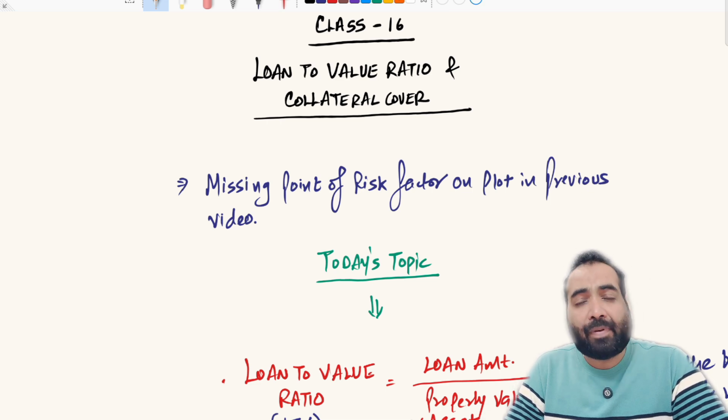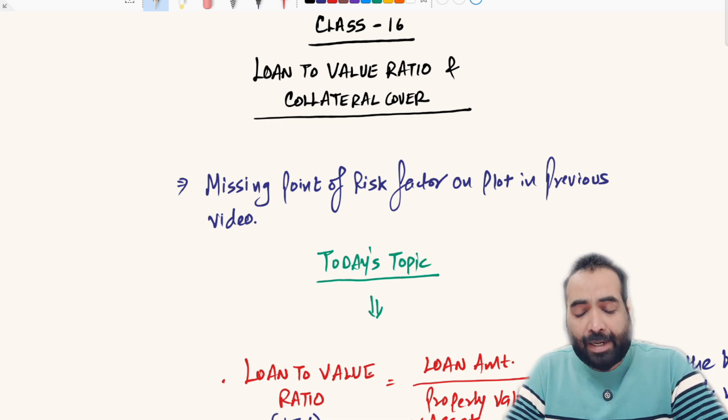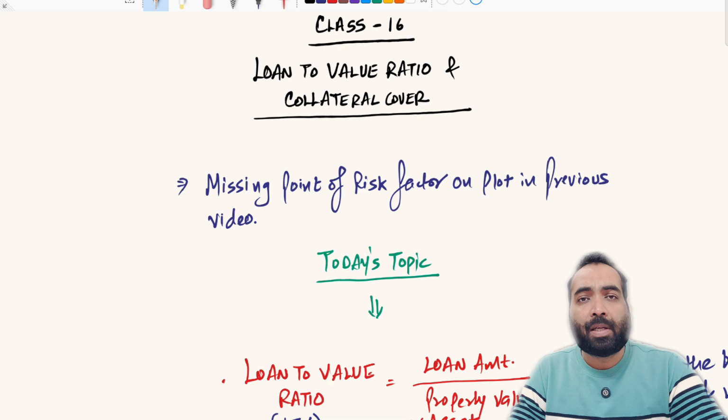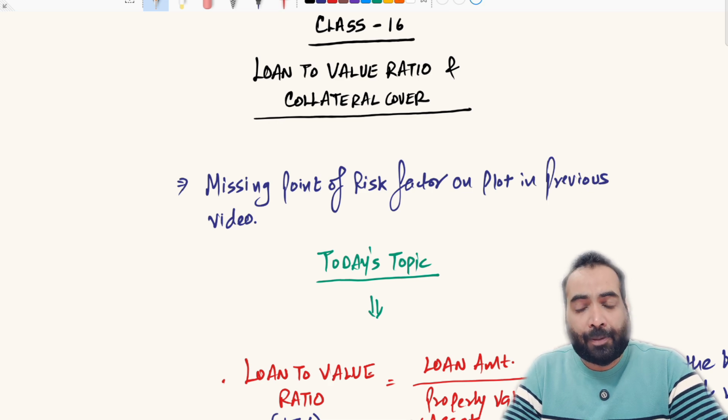So in this class, we will discuss a very important concept called loan to value ratio, LTV in short form, and collateral cover. Both are interchangeable terms. Some banks use the term LTV and some use the term collateral cover. They both represent the same thing only, right?